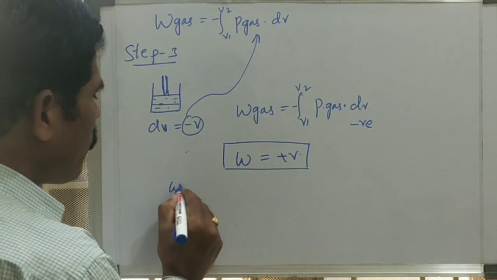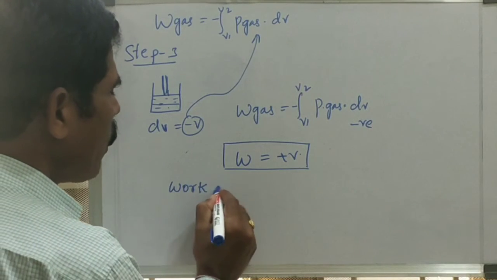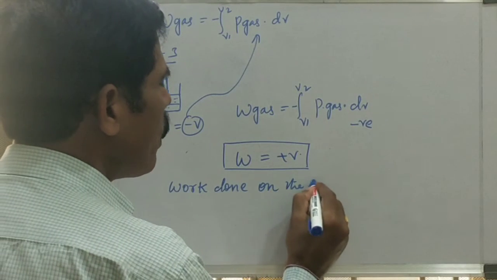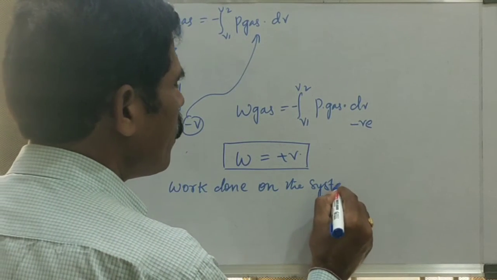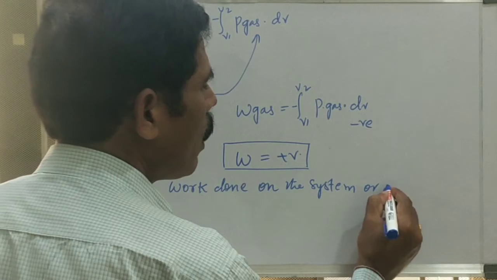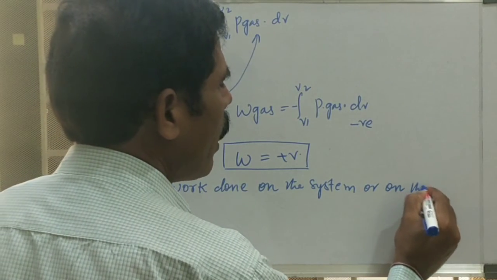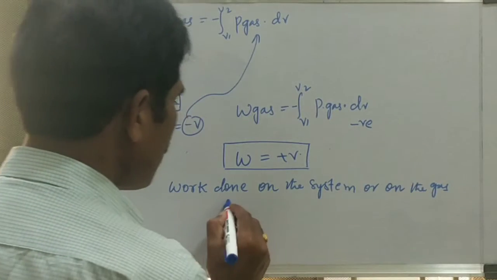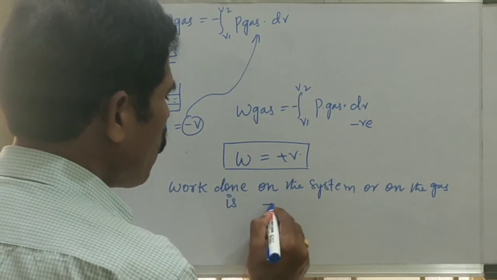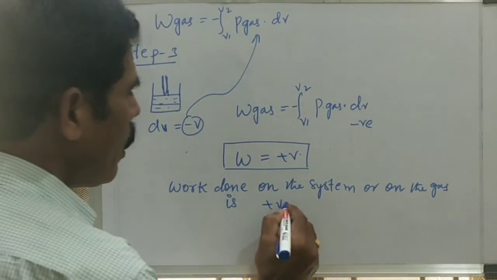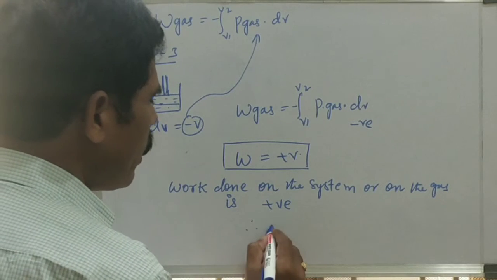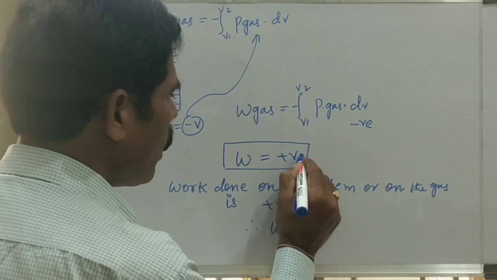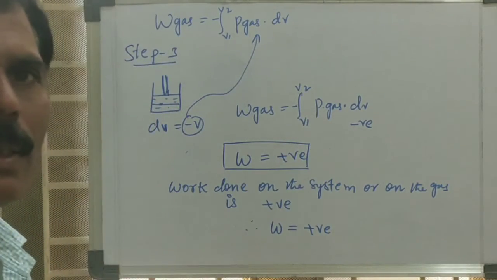Work done on the system or on the gas is positive, right? Therefore we can write W is equal to positive. Understood? Okay.